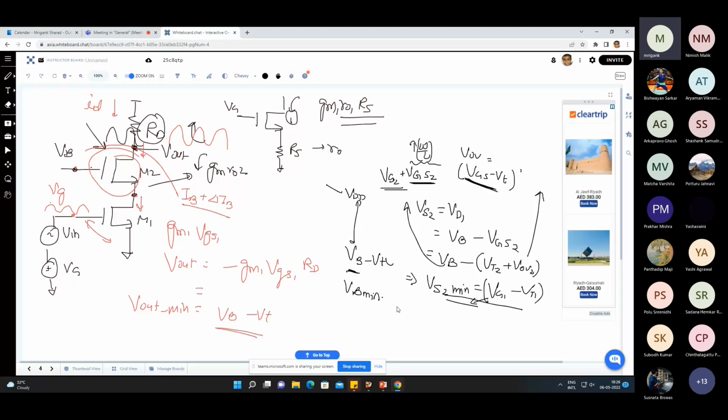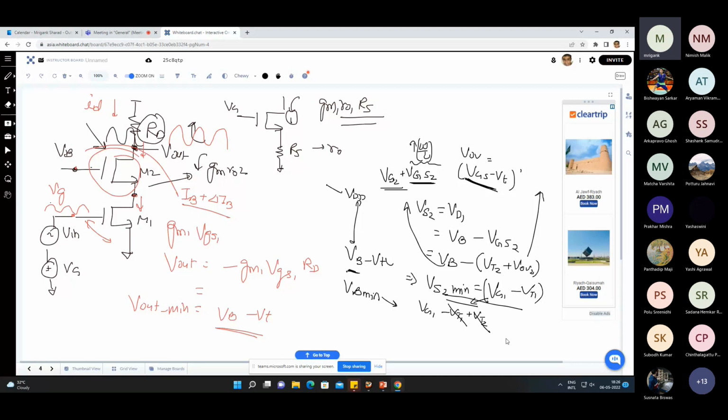The VB min that you can get is going to be VS2 min plus VT. That means VG1 minus VT1 plus VT2. If these two are very similar, they will cancel out, approximately VG1. So definitely we can say that VB will always be greater than VG1, not smaller than that. And therefore we can say that your output swing is going to be definitely lower, not higher.